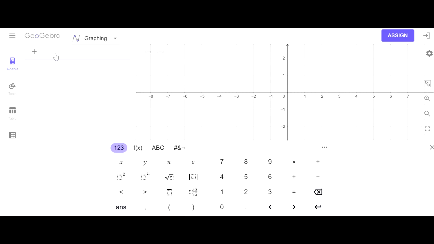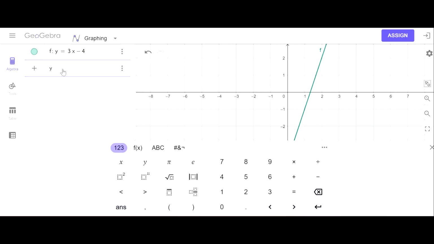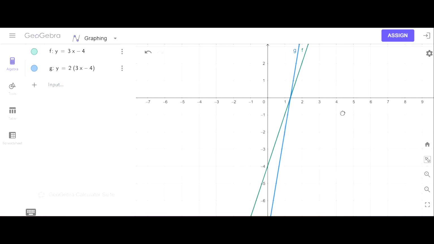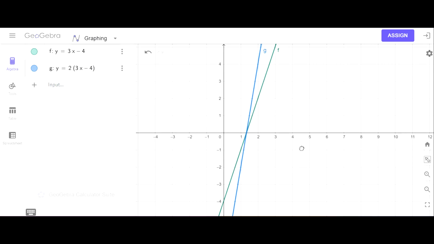And then up here in the input, you're just going to type your formulas. Y equals 3x minus 4, and it went and graphed it for us. And let's do another one. We have y equals 2 times 3x minus 4. Now we have our two graphs right here. Okay? You can see that. Our original one is right here. This is our dilated one, so it got steeper.